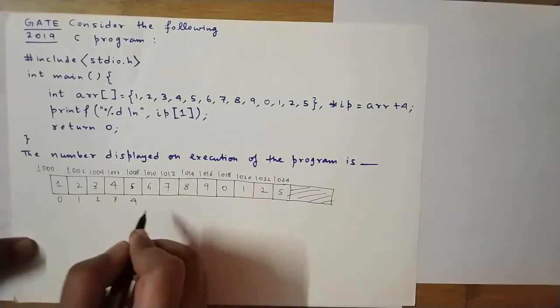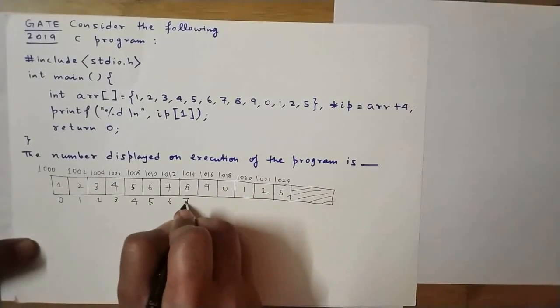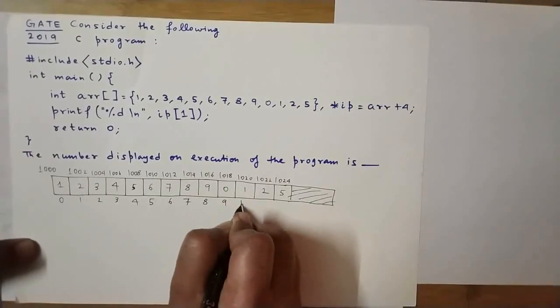So these are the array indices. Remember, array indexing always starts from 0. So these are my array indices.